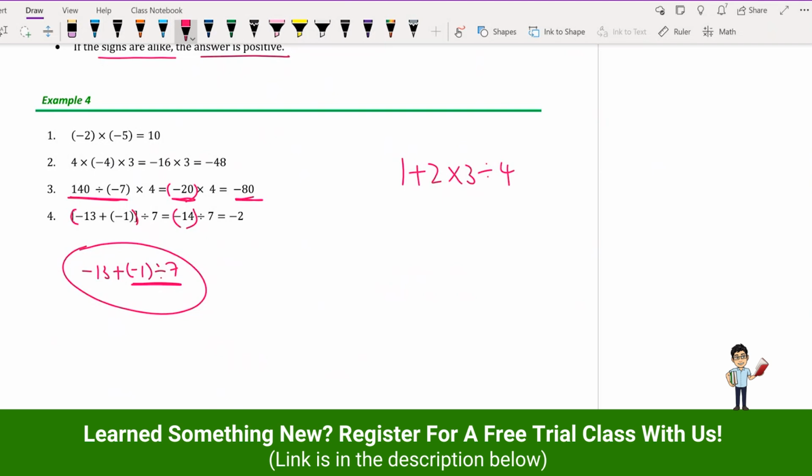Okay, but we do left to right, we have to do this first. It's like we have to do this first. Wait. 140 divided by 7.